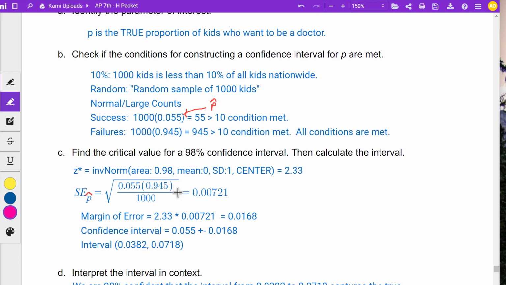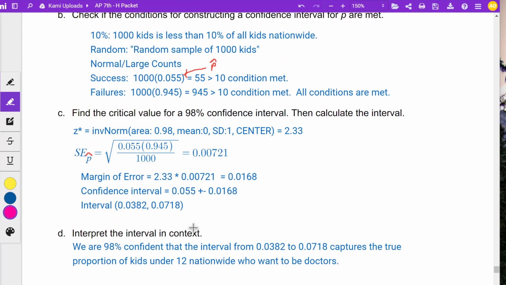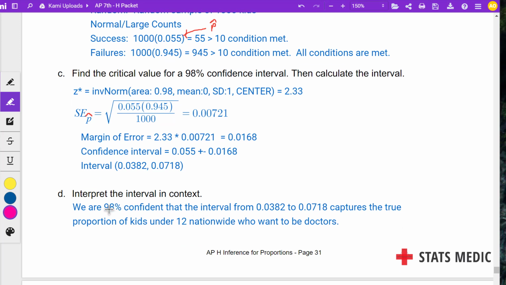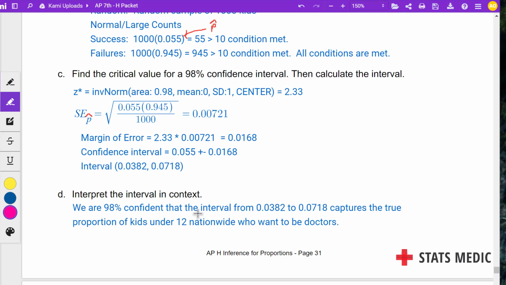And then we calculated our standard error. We just multiply the critical value times the standard error to get the margin of error. And then our confidence interval is our point estimate plus or minus our margin of error. And you can actually calculate the lower and the upper bounds, which is nice because it's easier to interpret when we have those. So we say we are 98% confident that the interval from 0.382 to 0.0718 captures the true proportion of kids under 12 nationwide who want to be doctors. And that's it for that example.